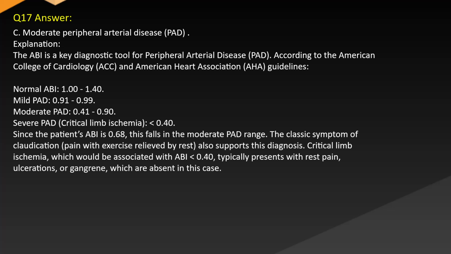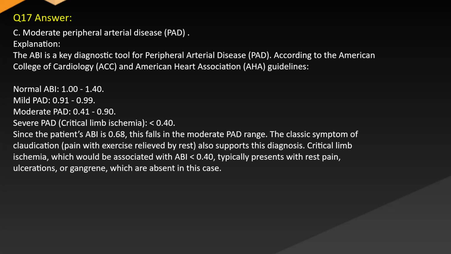Answer C. Moderate peripheral arterial disease, PAD. Explanation. The ABI is a key diagnostic tool for peripheral arterial disease, PAD, according to the American College of Cardiology (ACC) and American Heart Association (AHA) guidelines. Normal ABI 1.0 to 1.40, mild PAD 0.91 to 0.99, moderate PAD 0.41 to 0.90, severe PAD, limb ischemia, 0.40 or less. Since the patient's ABI is 0.68, this falls in the moderate PAD range.